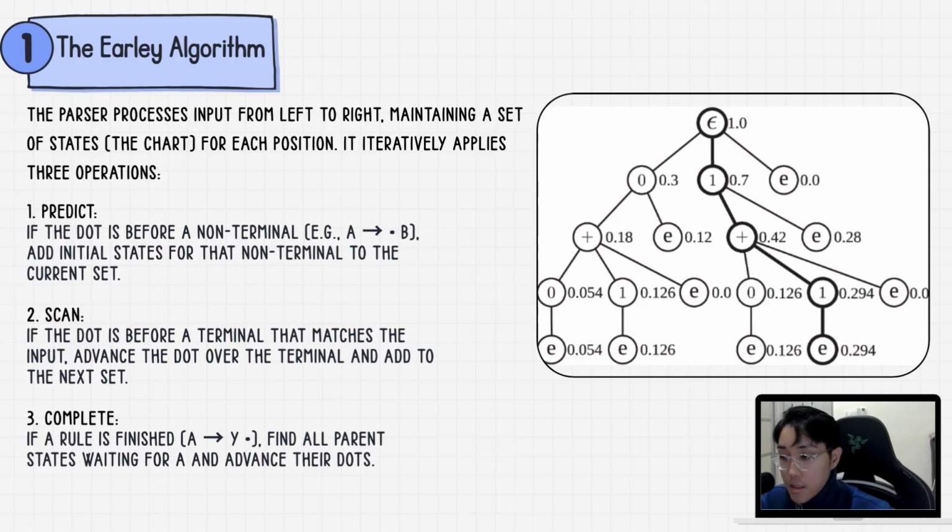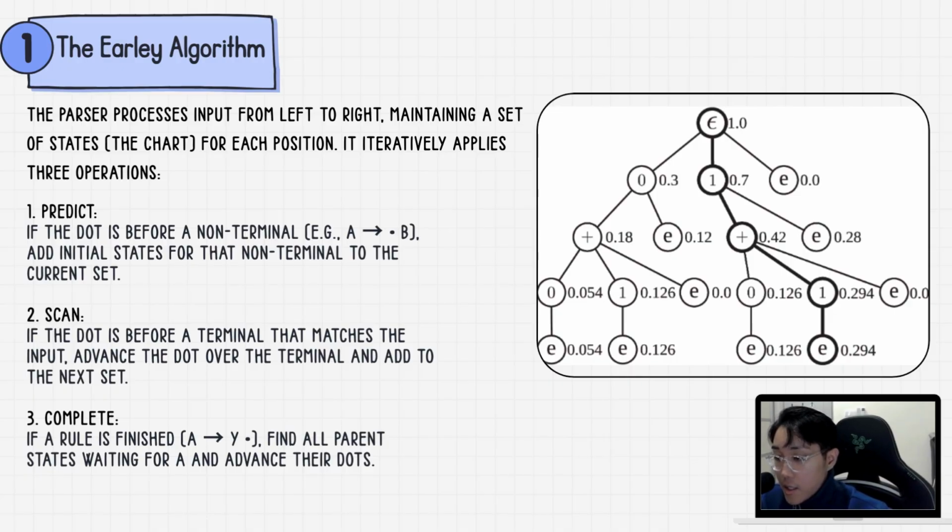Okay, now let's look at how the Earley algorithm actually works. The parser reads the input from left to right, and for every position, it keeps a set of states called the chart. As it processes each token, it repeatedly applies three main operations, which are predict, scan, and complete. Okay, firstly, the predict. If the dot is before a non-terminal like A to dot B, the parser will create a new state for all the rules that start with that non-terminal. This is basically preparing for what might come next.